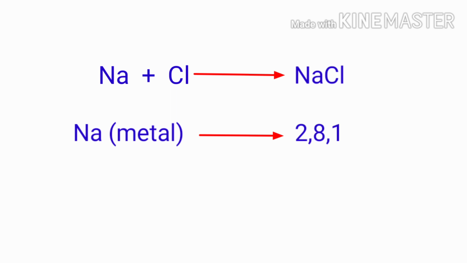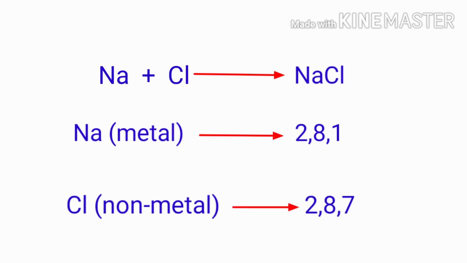The electronic configuration of sodium atom is 2, 8, 1. If the sodium atom loses one electron from its valence shell, the remaining part of its electronic configuration contains completely filled shells. Thus, by losing the one electron from the valence shell of sodium atom, it will attain stability.